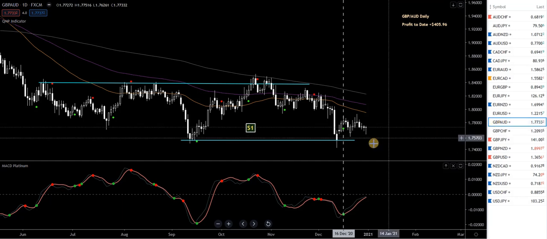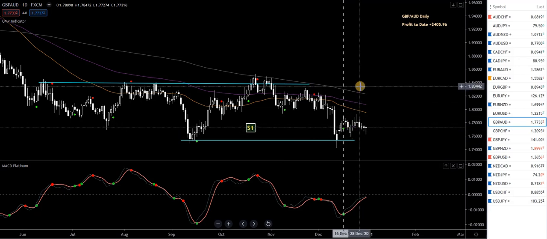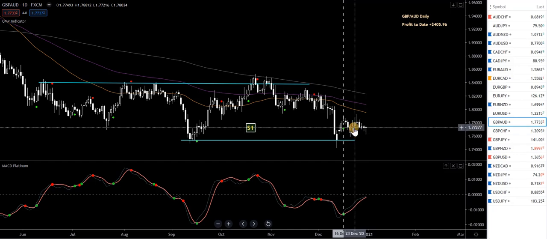Pound CAD, nothing happening here. Last signal was a buy, didn't take it. Various reasons, just against the trend. It's a good little double bottom here, support level, but just this Brexit coming into Christmas, just too much uncertainty.